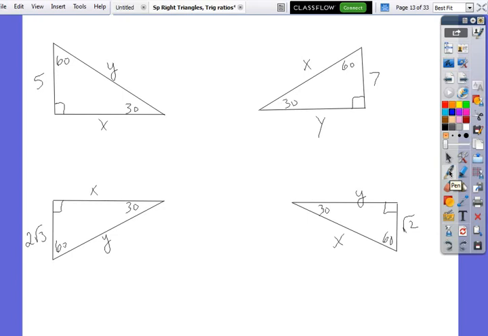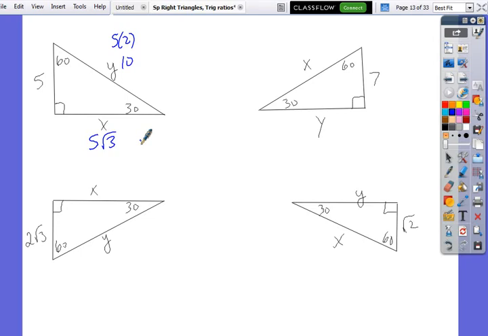Which side do I have on this? Short. Across from the 30 is the short side. The rule says if you want to find the hypotenuse, you do what with the short side? Times by 2. So I'm going to take this 5, 5 times 2 gives me the hypotenuse of 10. And then to find the long side, what does the rule tell me? Multiply by root 3. Well, 5 times root 3 is just 5 root 3, and that's it. So if you've got the short side, that's the easiest one to work with. You multiply by 2, you multiply by root 3, you've got your answer.